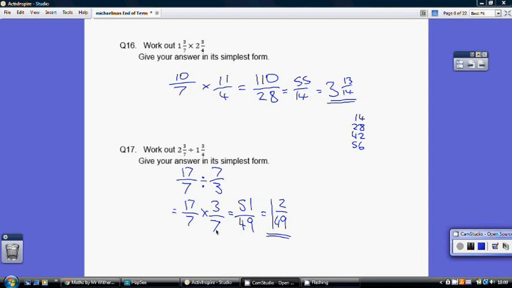We've then got a multiplication question, so you just simply do top times top and bottom times bottom. 17 times 3 is 51, 7 7s are 49, and then we just change this improper fraction into a mixed number. We can squeeze 1 whole out, that's using up 49 bits, and we've got 2 bits left over. So 1 and 2/49.